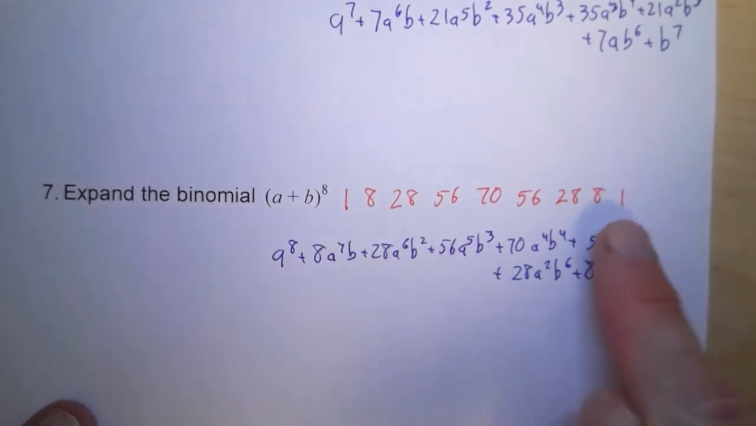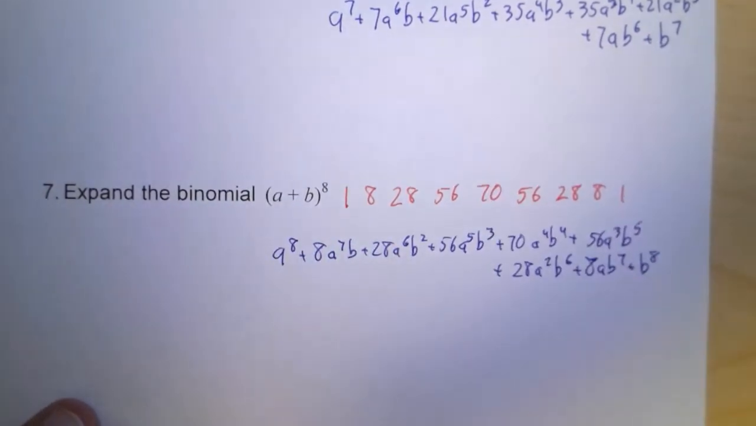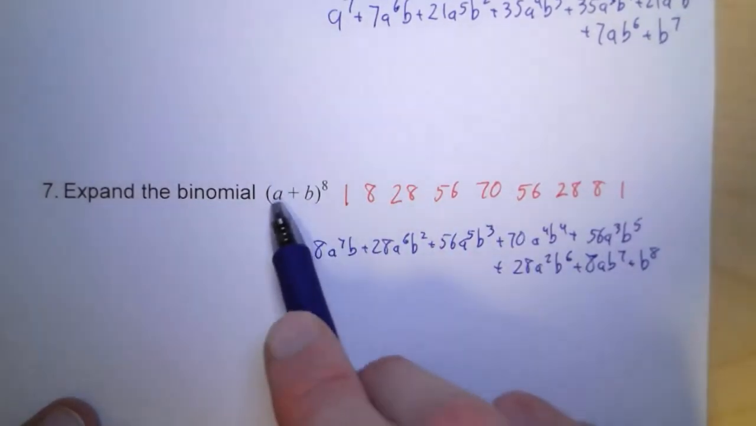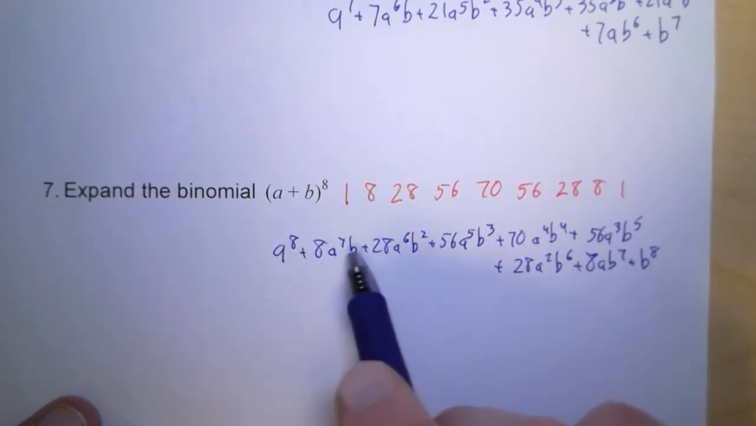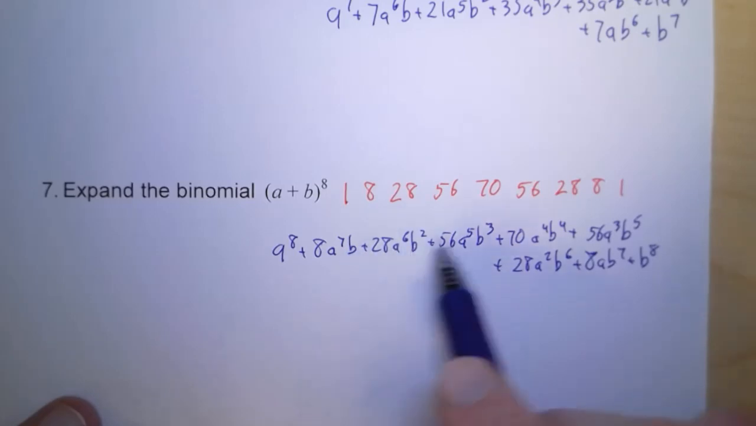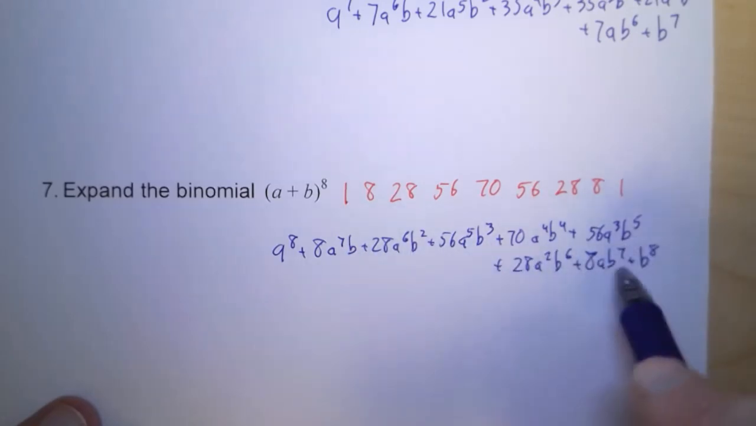We have our coefficients, and then we start with the highest power on the first part of the binomial, and then that power goes down. The second part of the binomial we multiply, and the power goes up.